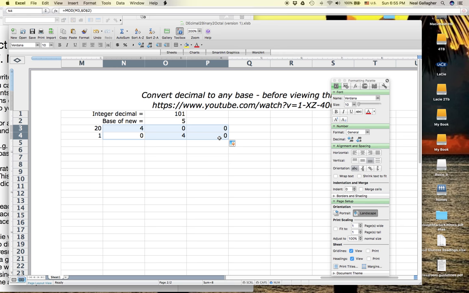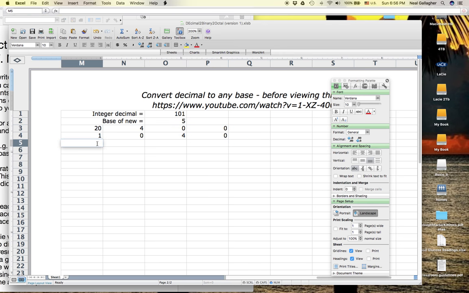So that's the end. So my number in base 5 is the list of these numbers backwards. Okay, so it's going to be four zero one. So that's going to be what my number is, 401 base 5. Now let's see if that makes sense.